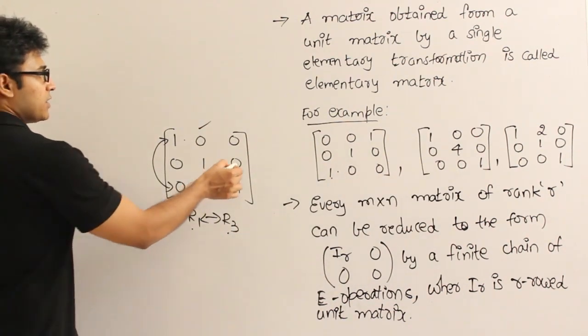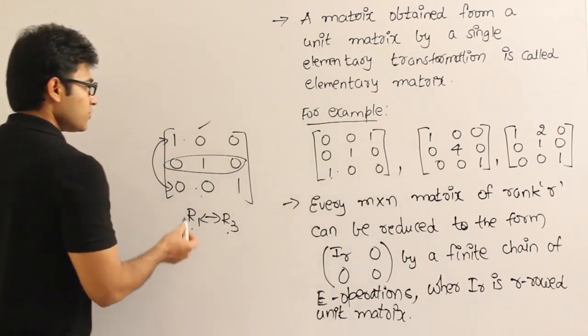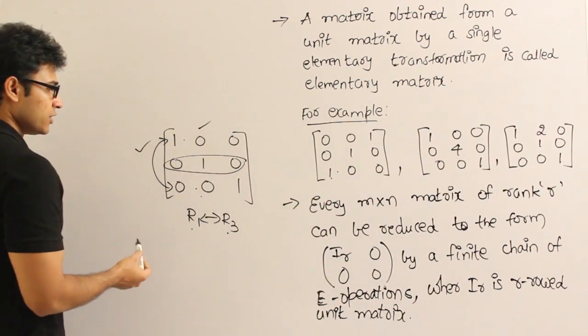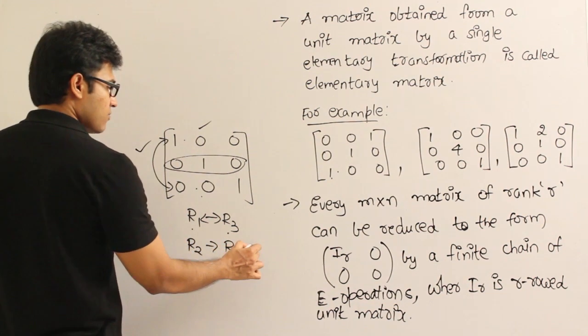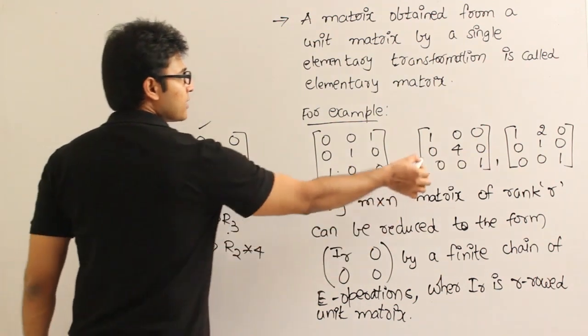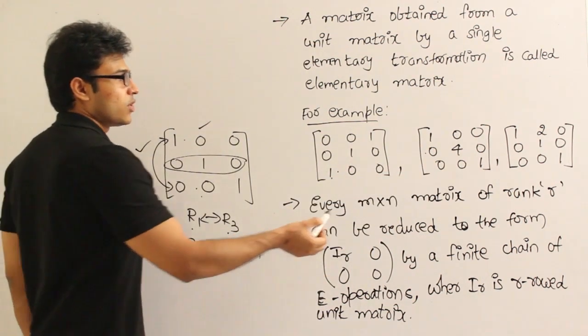Now I examine the next one. If I multiply the second row by 4, then I am going to get this one, which means if I take this unit matrix and replace the second row with the second row multiplied by 4, then I am going to get this one, right? That is why it is called an elementary matrix. And again, watch this one.